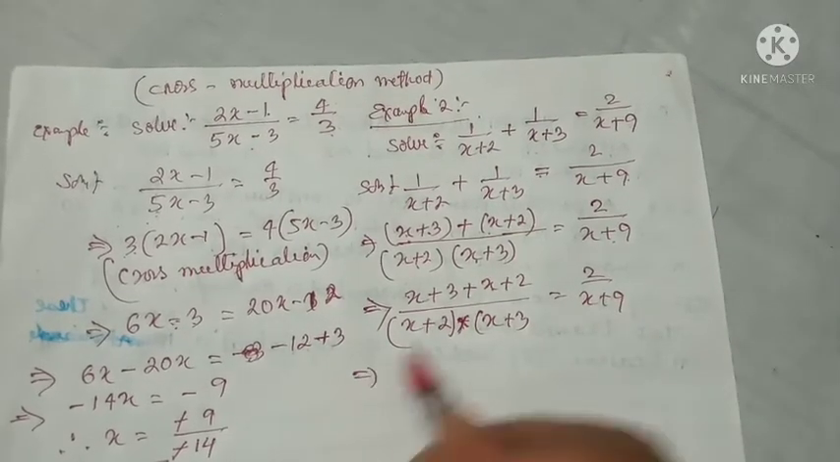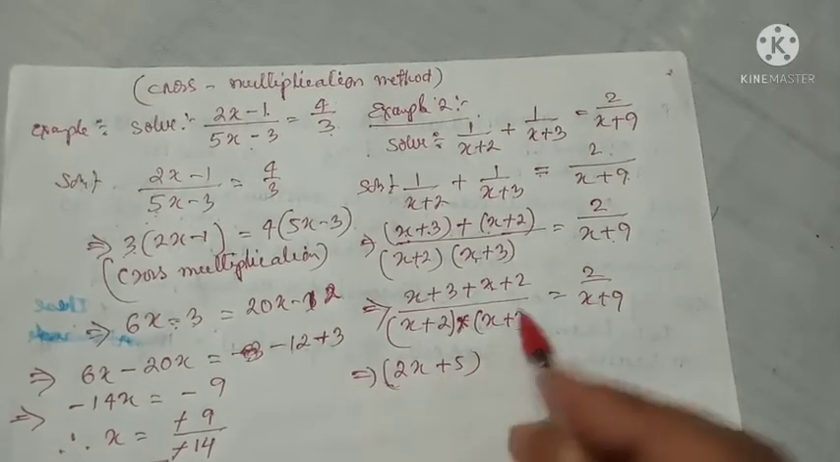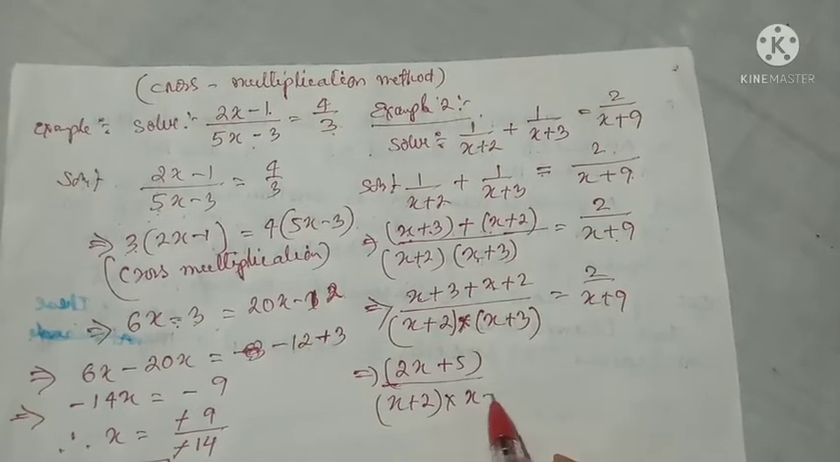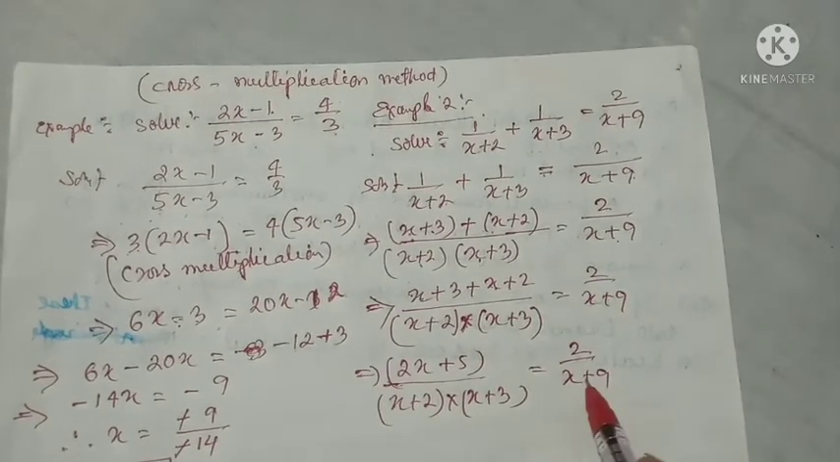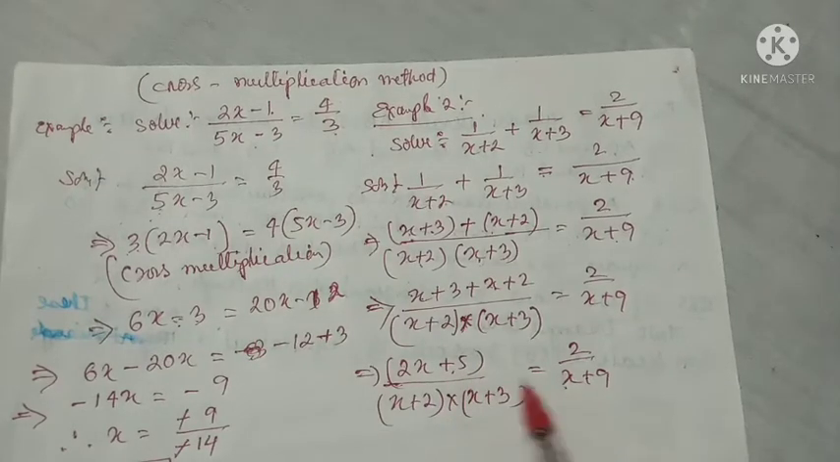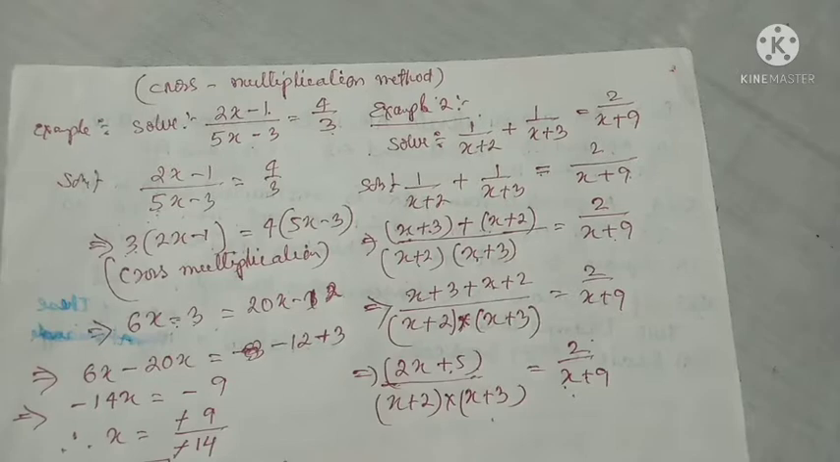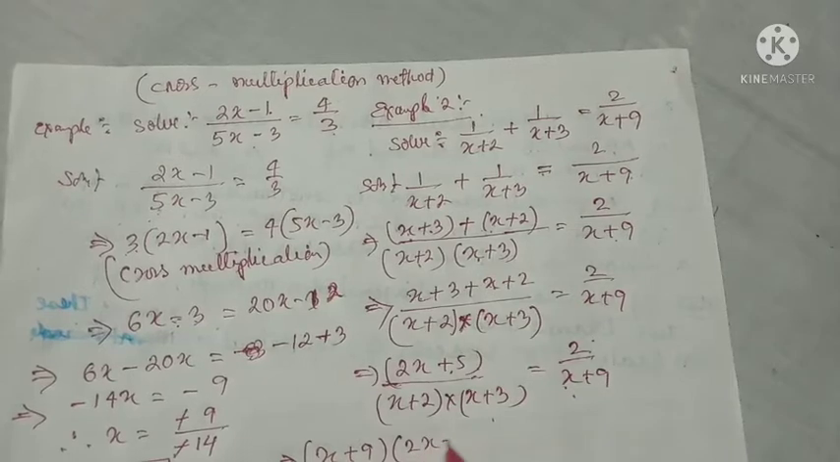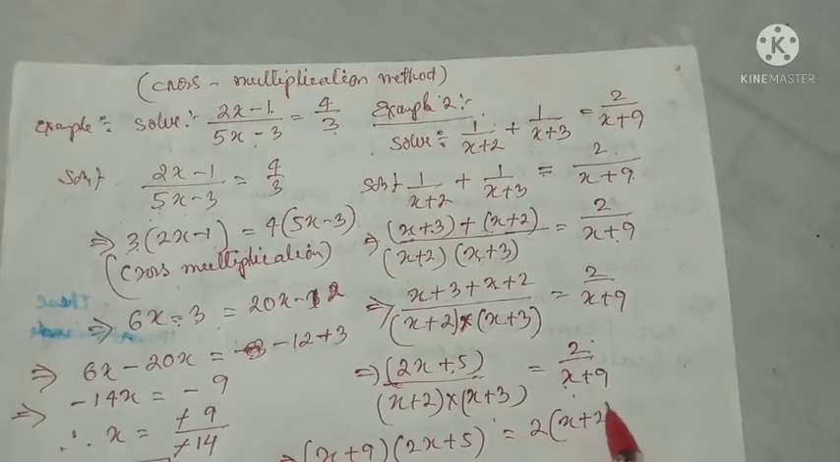So in the denominator, x plus 2 into x plus 3, equal to 2 by x plus 9. Now cross multiplication. You will cross multiply the numerators and denominators of the right hand side and left hand side. Let's see. x plus 9 into 2x plus 5, and here 2 multiplied by x plus 2 into x plus 3.